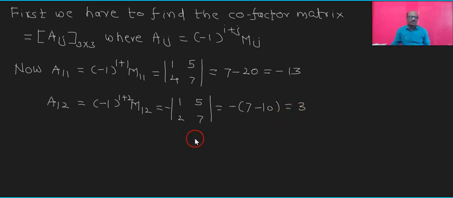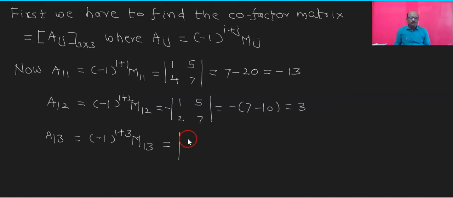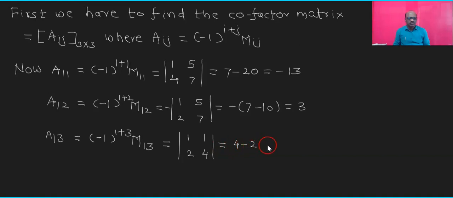Now next, A13 is minus 1 raised to 1 plus 3 times M13. M13 is the minor 1 1, 2 4, which equals 4 minus 2, so overall you will get 2.